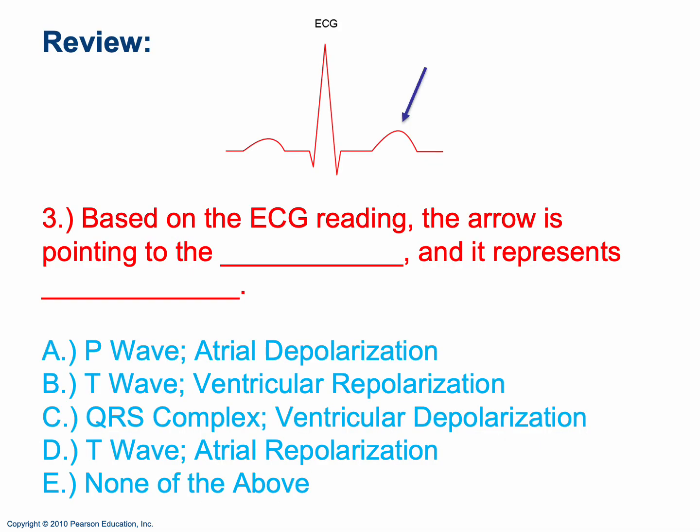All right, so we have a couple of slides here to review. How about we go through these? Number 3 for review. Based on the ECG reading, the arrow is pointing to the blank, and it represents blank. Based off of our understanding of the electrocardiogram, what would be the correct answer here?